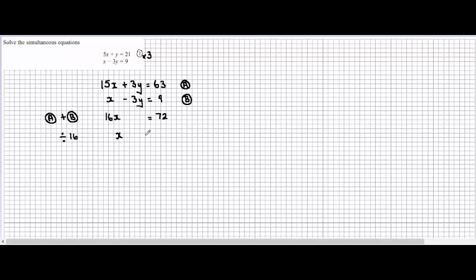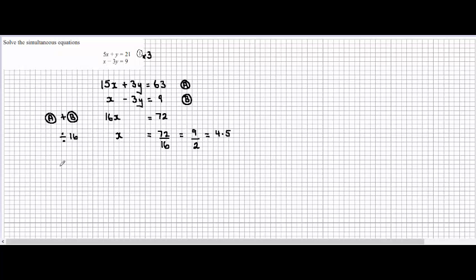So x is going to be 72 over 16. Now I don't really want to use this as a number, and this is actually a non-calculator question, so I need to be able to simplify this fraction. Now I know 8 goes into both. 8 9s are 72 and 8 2s are 16. So 9 over 2, which is 4.5. So that's my x term.